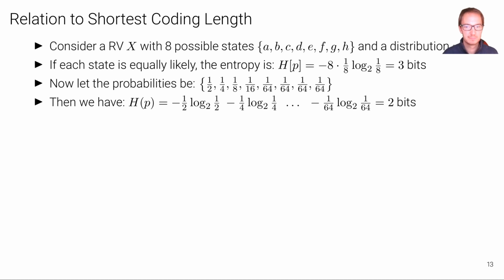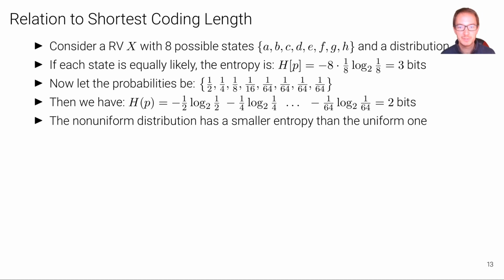In this case, we can also compute the entropy. So we have minus 1/2 log 1/2, minus 1/4 log 1/4, and so forth, until minus 1 over 64 log 1 over 64. And this is 2 bits if you do the calculation. So we can already see that in this case too, if we have a uniform distribution, the entropy is higher than if we have a non-uniform distribution. Okay, so what does that have to do with the shortest coding length?